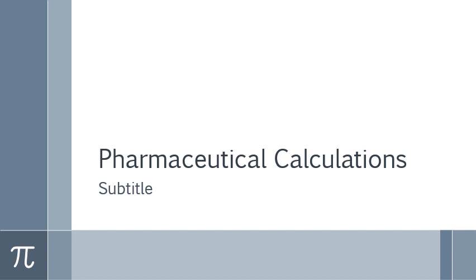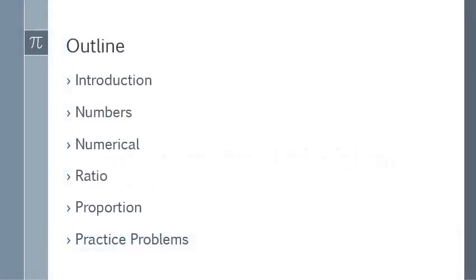In this lecture, we will be discussing the pharmaceutical calculations. So this is the outline of the lecture. Firstly, we will have the introduction of the pharmaceutical calculations. Then we will be discussing the numbers, its different types, the numericals and its different types, the ratio, the proportion, and finally we will be concluding our lecture.